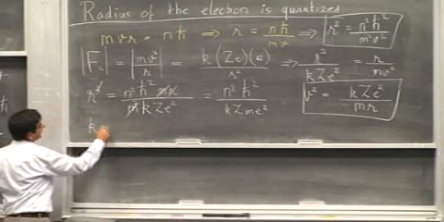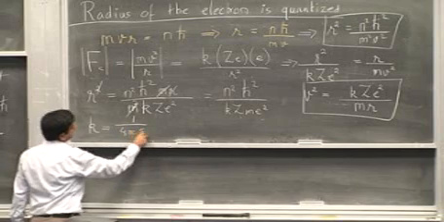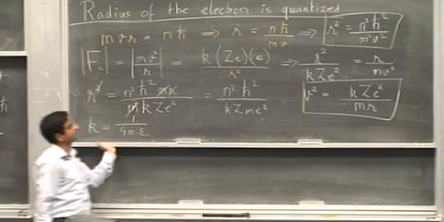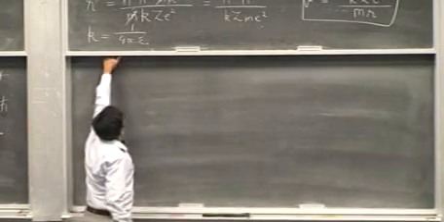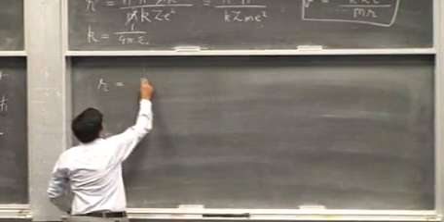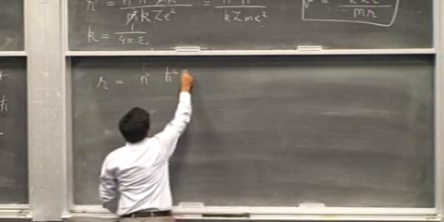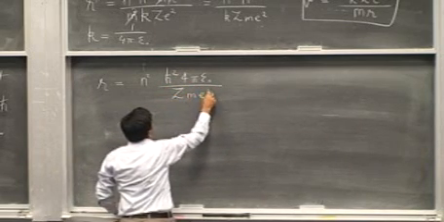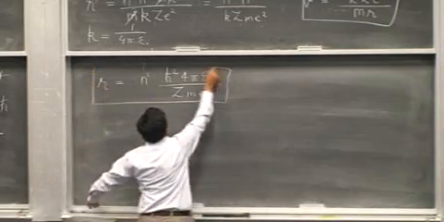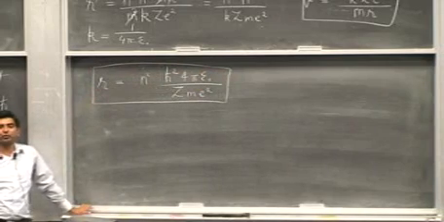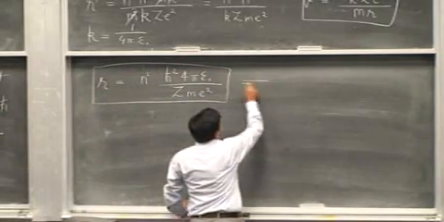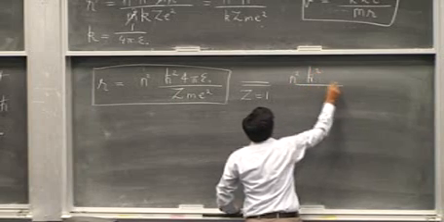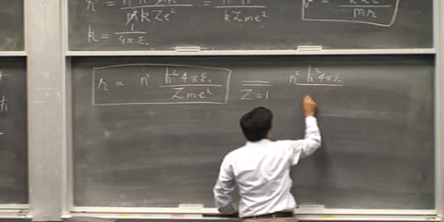And we know what the value of k is. K is 1 over 4 pi epsilon naught. Do you know what epsilon naught is? It's the permittivity of free space. So our r turns out to be n squared h bar squared 4 pi epsilon naught over z m e squared. Z is the atomic number, the number of protons inside the nucleus. And if we have hydrogen, Z equals 1, the radius is n squared h bar squared 4 pi epsilon naught over m e squared.